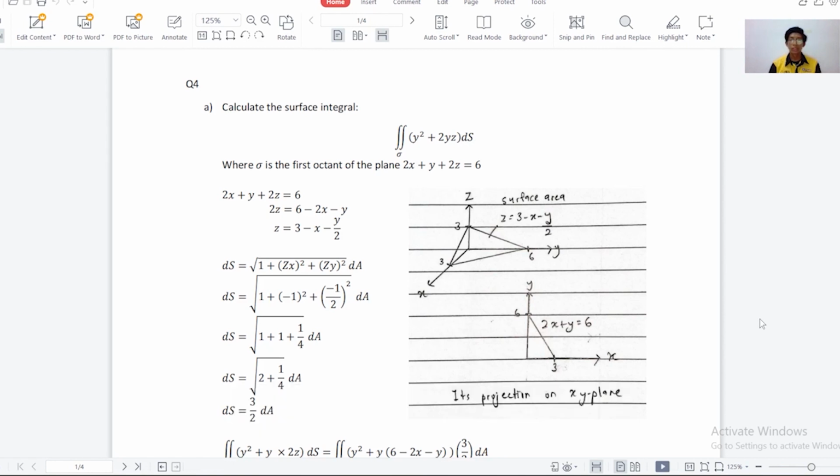Today I will present question 4A. The question is to calculate the surface integral, the double integral over sigma of y squared plus 2yz dS, where sigma is the first octant of the plane 2x plus y plus 2z equal to 6.